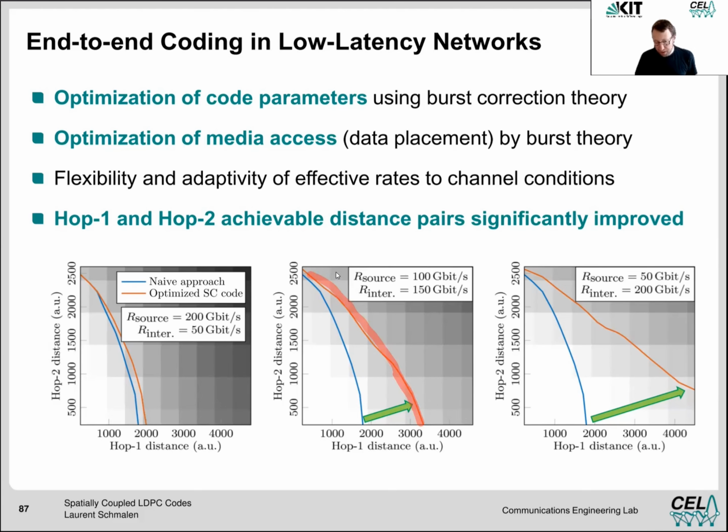So if the source data is only 1/4 of the data that we add at this intermediate node, then we can double the coverable distance using our optimized burst-correctable code. So that's quite a big improvement.